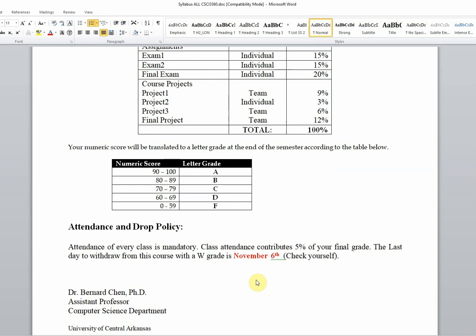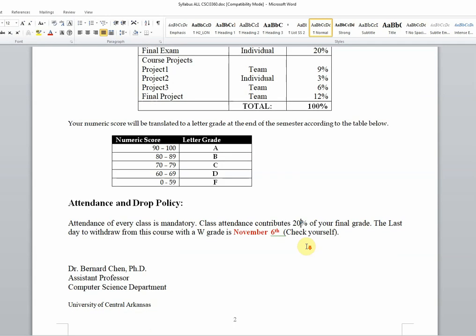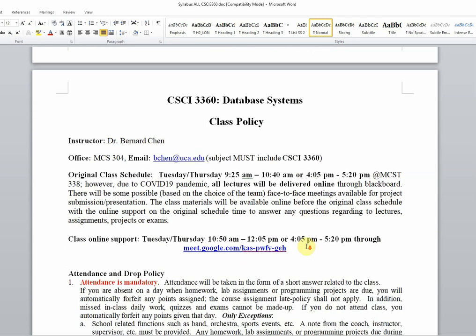The last day for you to withdraw from the class is going to be November 6th. So make sure you have seen that. And of course, now the class attendance contributes 20% instead of 5%. So make sure that you do submit your assignments. So what you have seen is about the course policy.